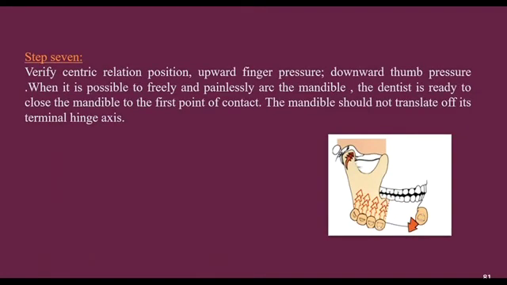Step 7, verify the centric relation position. Upward finger pressure and downward thumb pressure is important. When it is possible to freely and painlessly arc the mandible, the dentist is ready to close the mandible to the first point of contact.